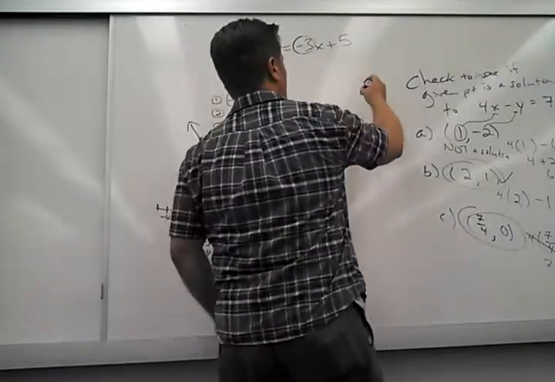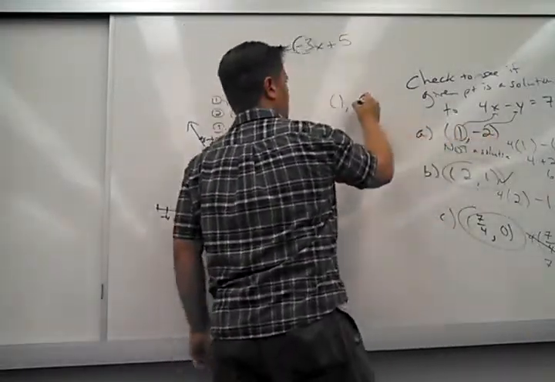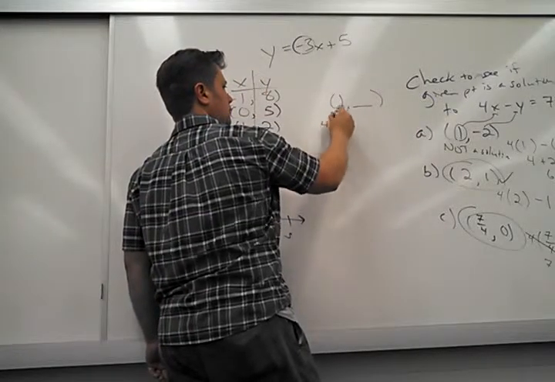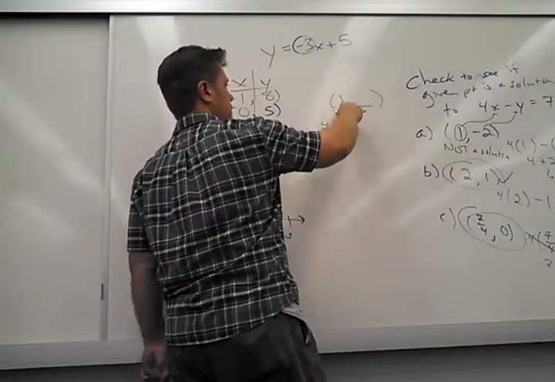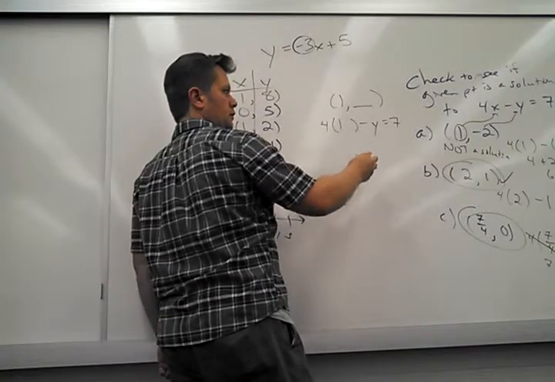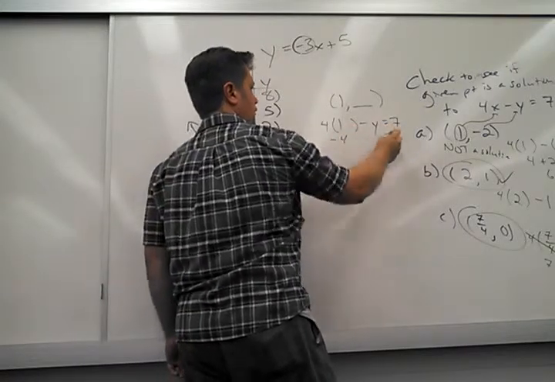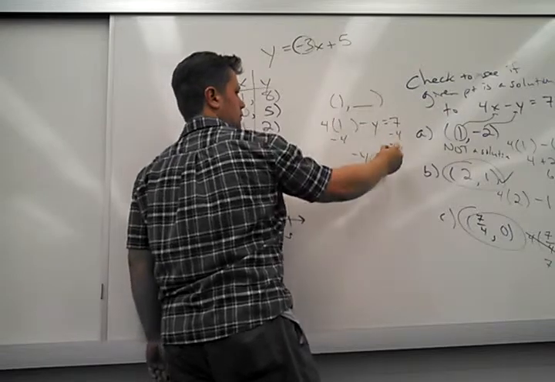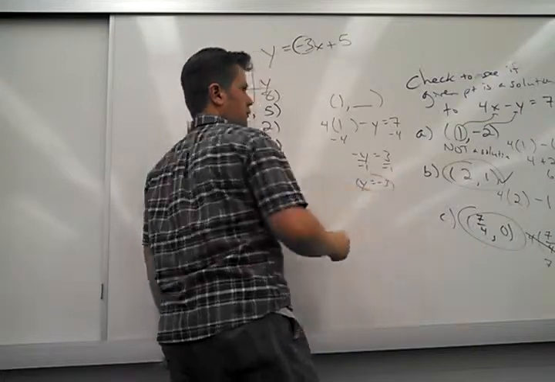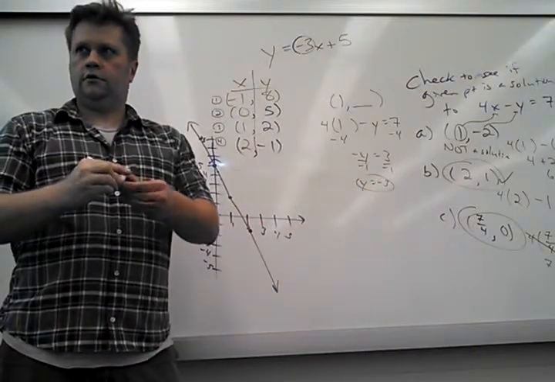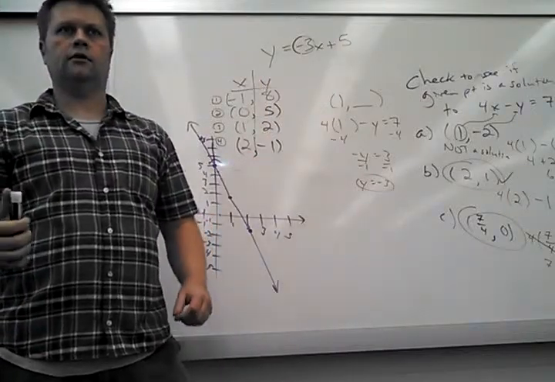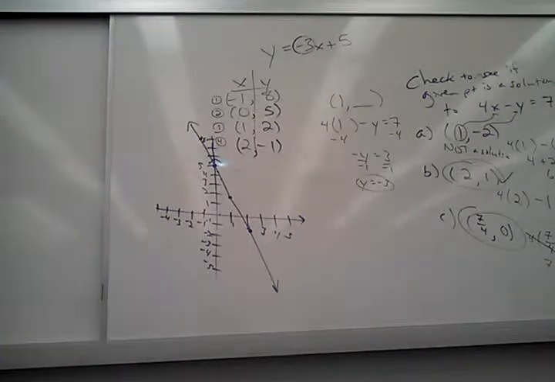So if I want to know, okay, 1, negative 2 didn't work, but 1 what works? How would I figure that out? Plug it in. 4 times 1 minus y, that's still y, is 7. So 4 minus y equals 7, which gives minus y equals 3, so y equals negative 3. So 1, negative 2 is not quite right. 1, negative 3 would be there. It would be on the line.